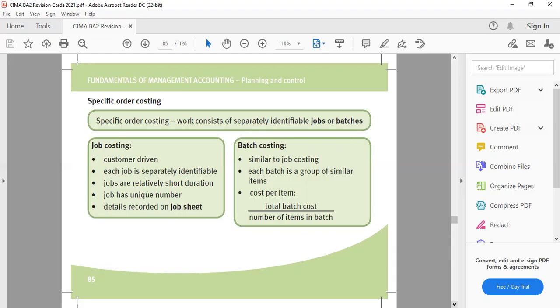But if the work is taken up in lots of units, that is batches of units, then the batch costing system is what is followed. So everything related to that batch of units which are produced, costs are accumulated. We call that batch costing.